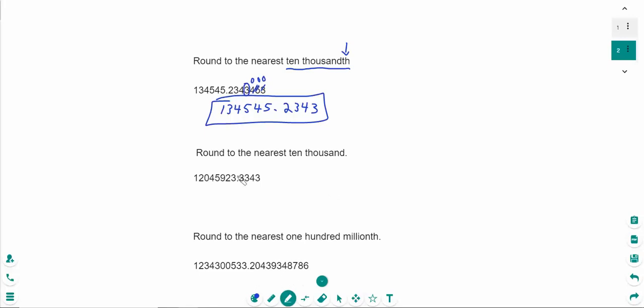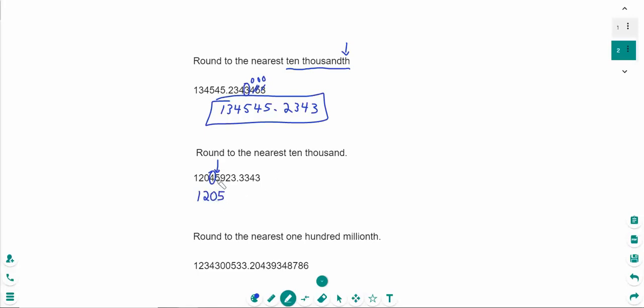All right, so to the nearest 10,000s, where's the house? Well, we have the ones, tens, hundreds, 1,000s, 10,000s. So this right here is our 10,000s house. So what are we going to do? We're going to look at the number next to it, which is the 5. And being that it's a 5, remember our rule. If it's 5 or more, we increase our house digit, our 4 here. So it is a 5, so we're going to increase the 4. So we have 1, 2, 0, 5. That 4 goes up to a 5.